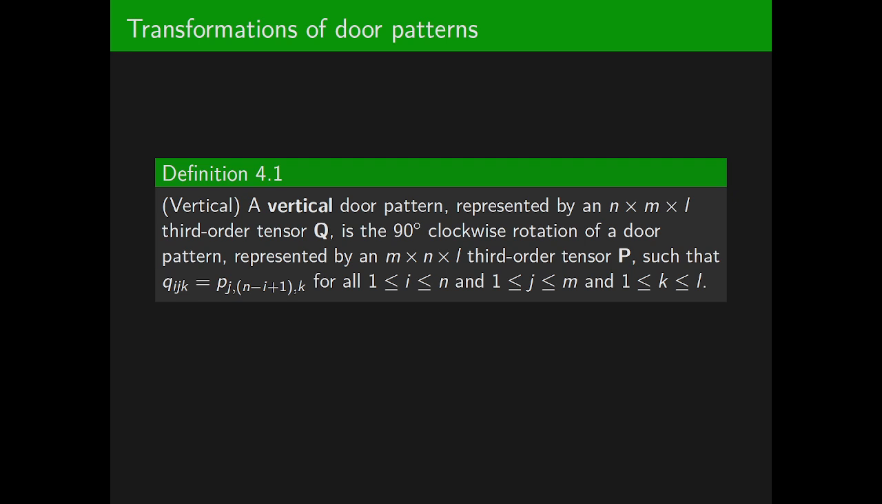Definition 4.1 is vertical, and I'm going to talk about how this document defines transformations versus how the regulation document defines transformations. A vertical door pattern, represented by the size of a tensor, is the 90-degree clockwise rotation of a door pattern represented by an m by n by l third order tensor P. So you see the sizes change differently, such that Q_ijk equals P_j,n minus i plus 1,k, for all those bounds.